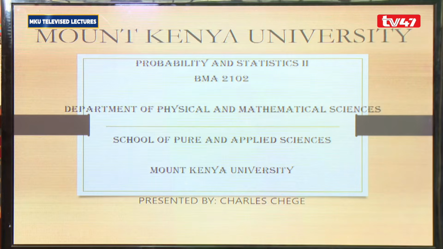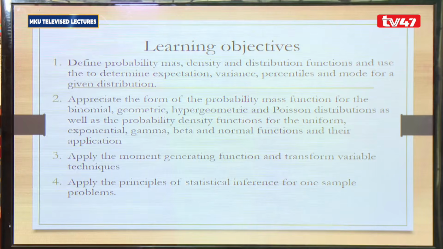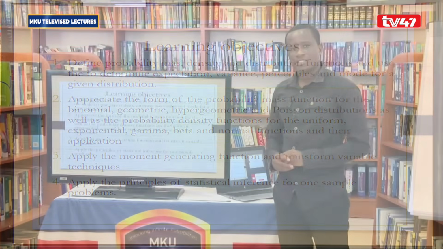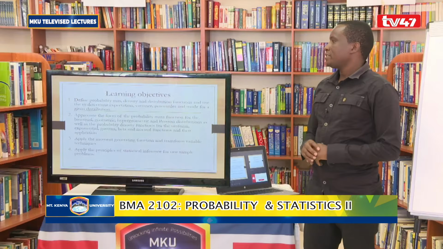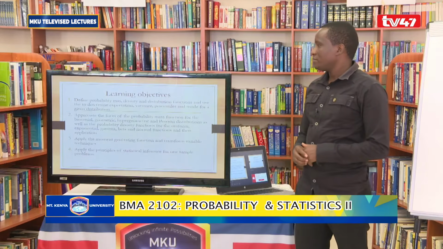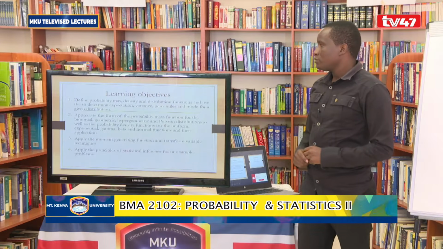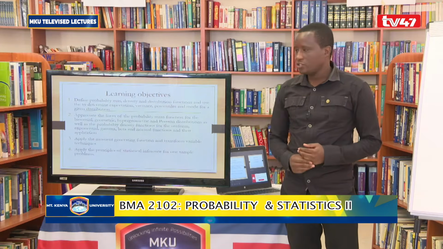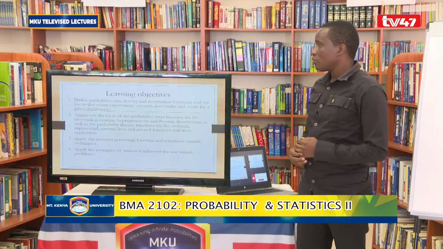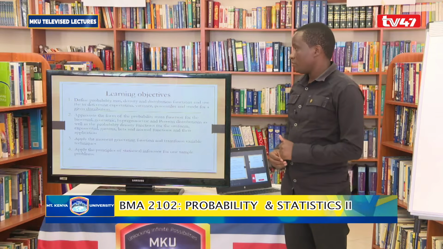First, we look at the objectives we expect you to accomplish at the end of the unit. One, we expect you to be able to define probability mass, density, and distribution functions, and their use to determine the expectation, the variance, percentiles, and mode for a given probability distribution.